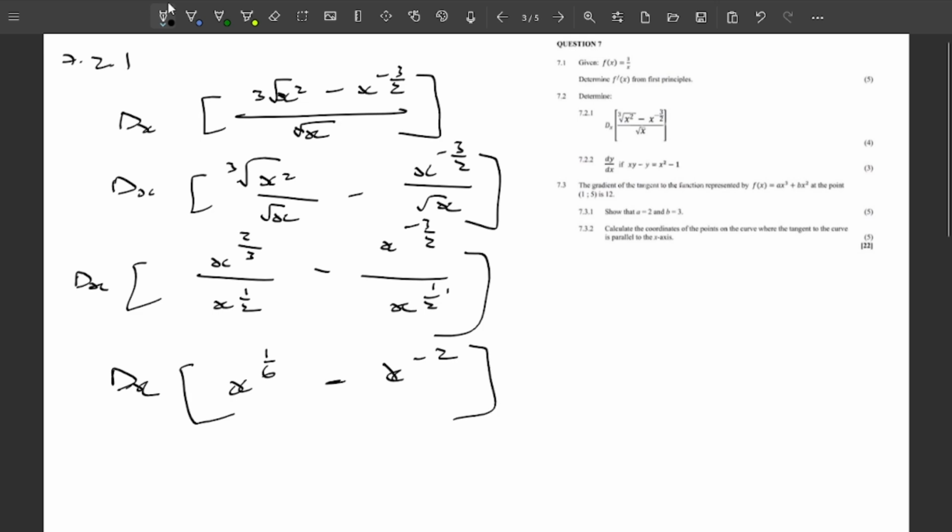From here on, we can start to derive it. We have 1 over 6, x, subtract 1 from the exponent here, and you're going to have minus 5 over 6.